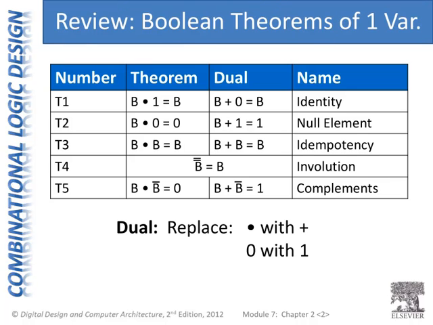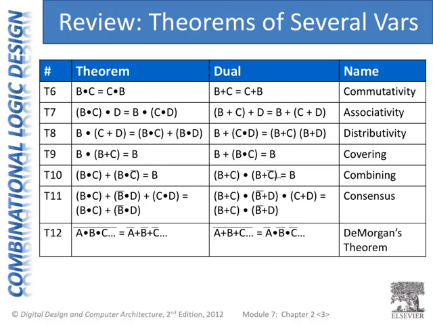So let's briefly review the Boolean theorems of one variable. We have identity, null element, idempotency, involution, and complements. Again, we have the true form and the dual forms of these theorems. We also have theorems of several variables: commutativity, associativity, and distributivity. Again, those are similar to the traditional algebra that you've used in prior classes. The exception is the dual form of distributivity, where the OR operation can distribute over AND. In traditional algebra, the addition operation cannot distribute over multiplication, but in Boolean algebra, that is a valid operation.